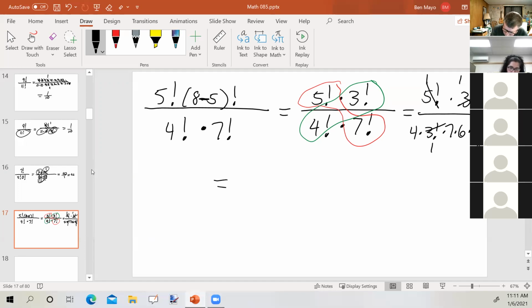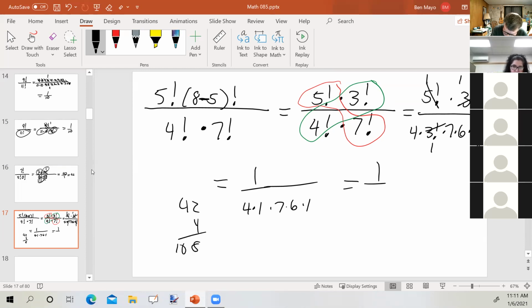So what have I got now? On top, I've got 1 times 1. On the bottom, I've got 4 times 1 times 7 times 6 times 1. Okay, which is just what? 4 times 7 times 6? Well, let's see. 7 times 6 is 42, times 4 is 168.